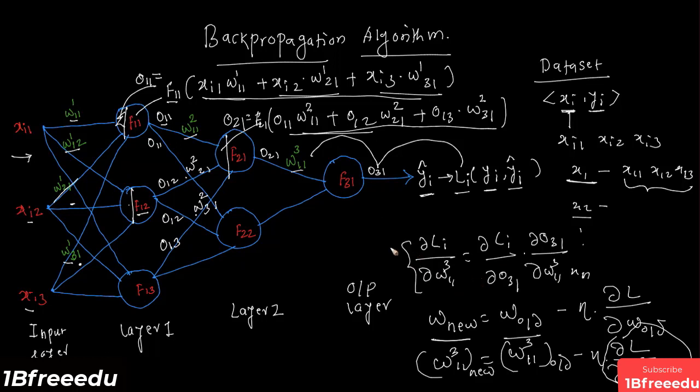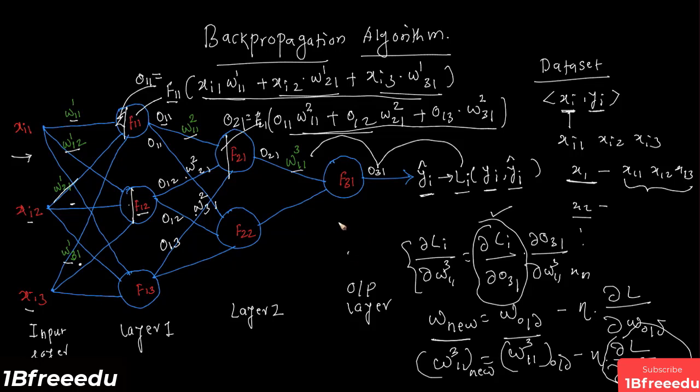Memoization means we compute the derivative once. That means if I compute this derivative, I will remember it. I'll store it in memory, and if I come across the same derivative again later, I will use the result which we already computed. That is called memoization, which we discussed in detail in the previous video.